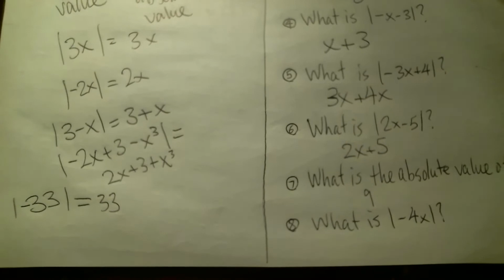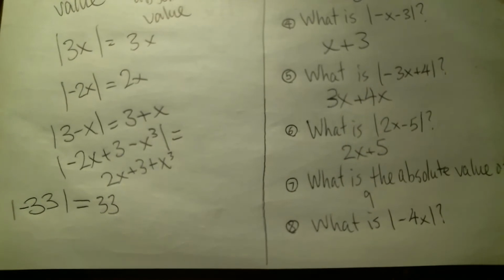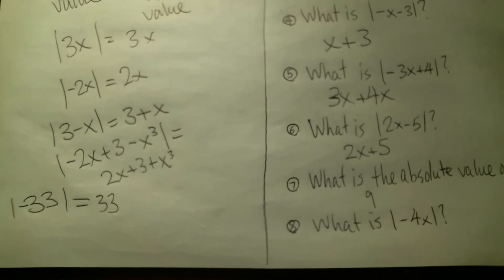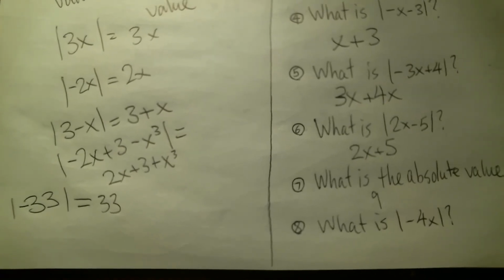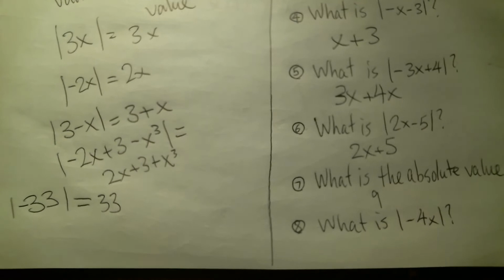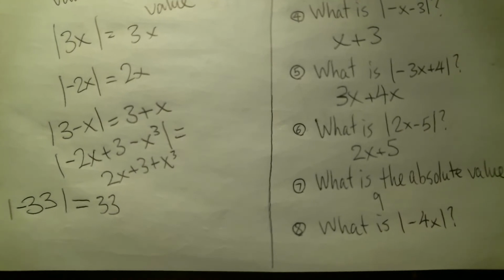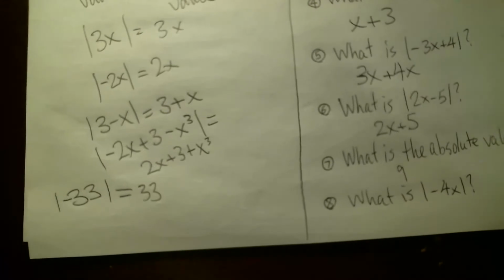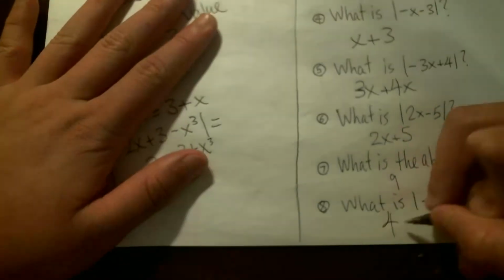Alright, let's do the eighth one, which asks: what is the absolute value of negative 4x? This one is like all the others we've done. It is just changing the sign of negative 4x to positive 4x, which is our answer.